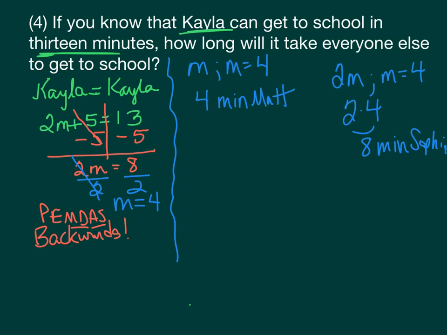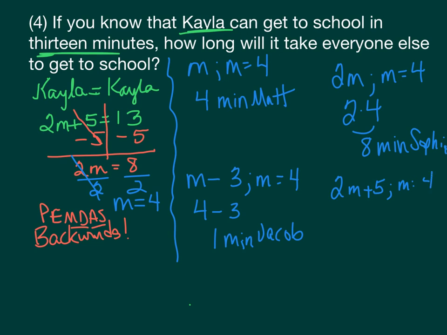Kind of went off the end there. Sorry, Sophie. And for Jacob, we've got M minus 3, semicolon, M equals 4. Substitute in 4 minus 3. That's 1 minute for Jacob. And then the last one we have is Kayla, which is 2M plus 5. We know that M is equal to 4. I substitute in. I've got 2 times 4 plus 5. 2 times 4 is 8, plus 5 is 13 minutes for Kayla.